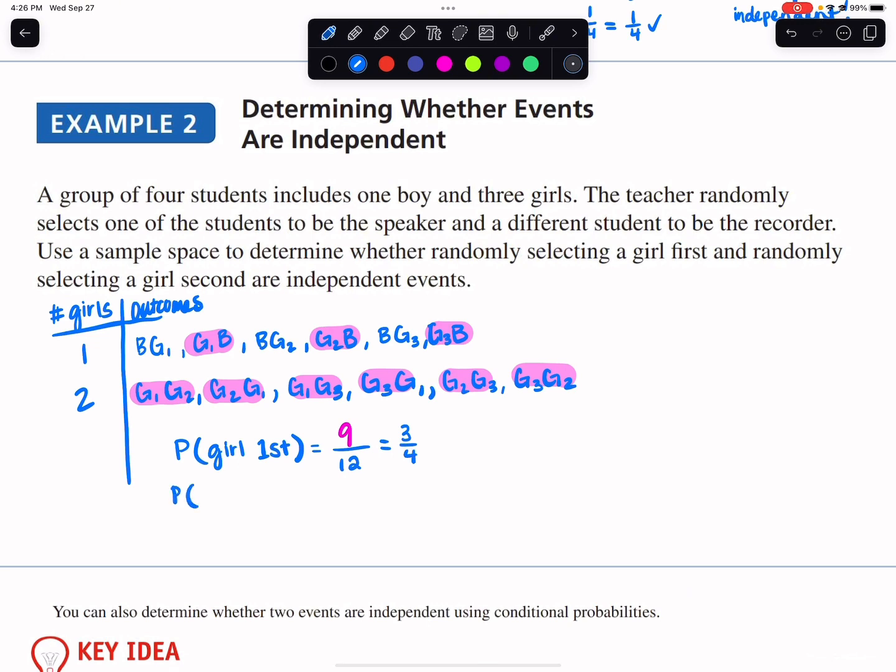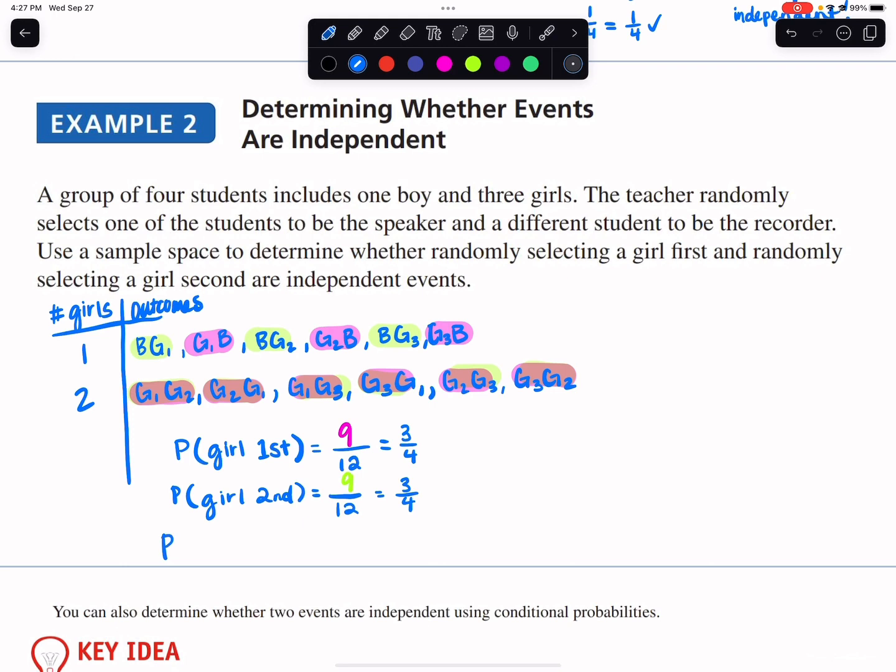Then I want to find the probability of choosing a girl second. So again, that'll be over 12, and I will use a different color to highlight here. All right, so girls second, I have here, here, here, and then all of these where I have a girl both times. So 1, 2, 3, 4, 5, 6, 7, 8, 9. And that also simplifies to 3 over 4.